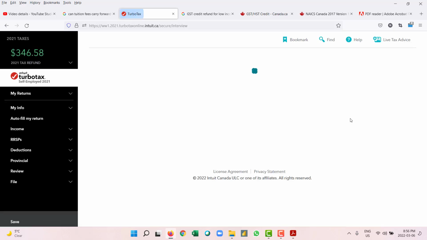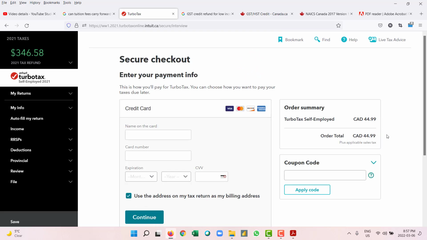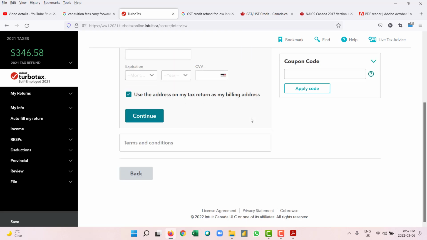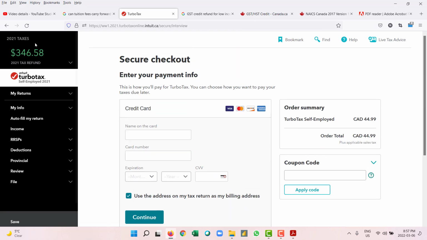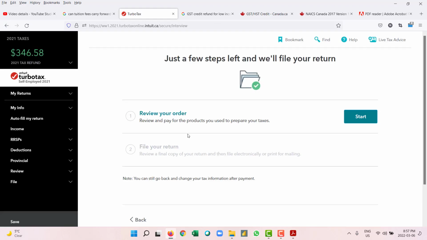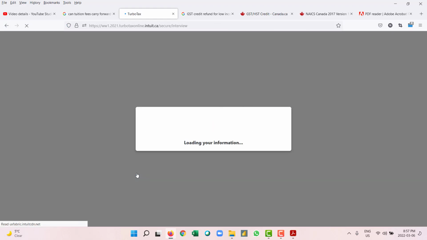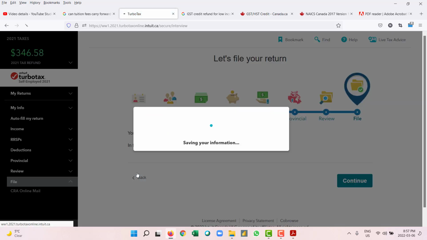I'll just review your order. What is this showing? They ask for money, $44. So you need to give information like your credit card number. As I am self-employed, I need to pay $44.99 for that, and once you pay the amount you can send. But there are probably other options. Let's see, click that.